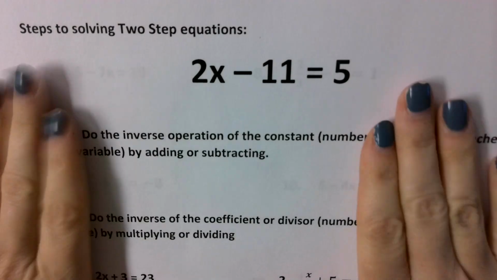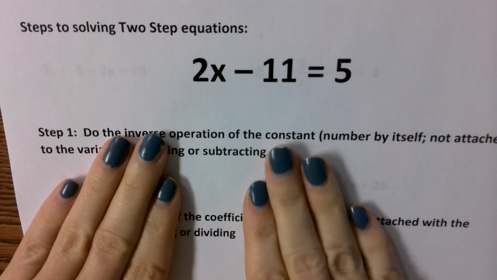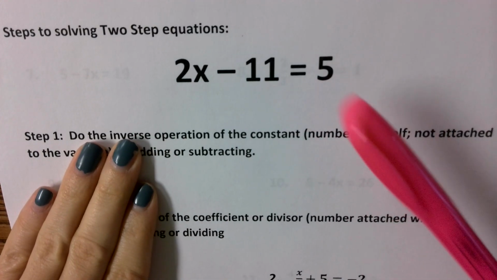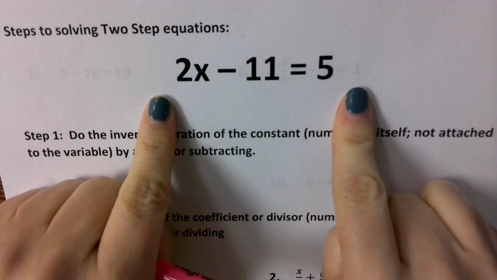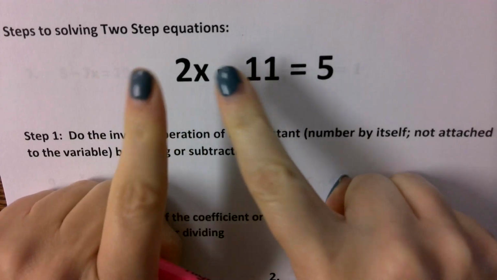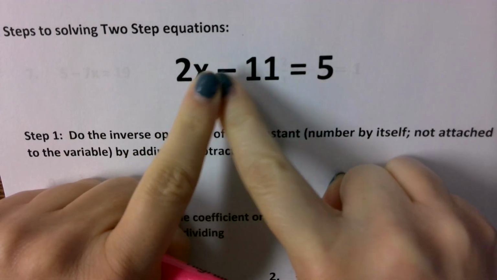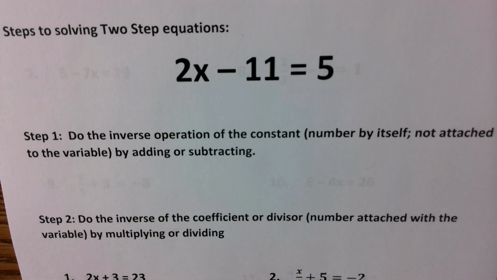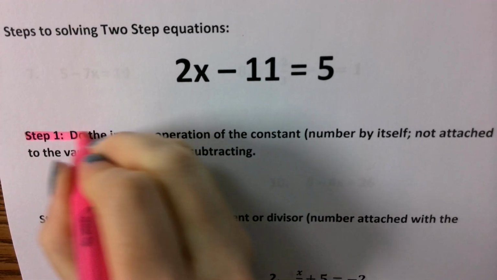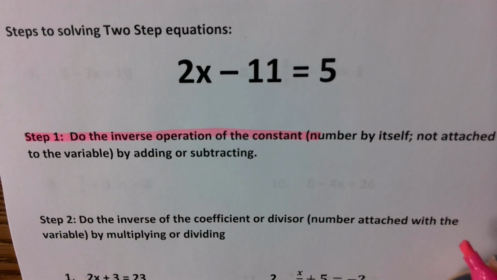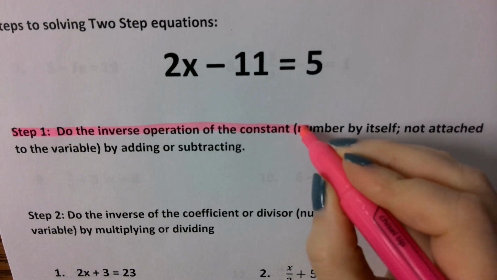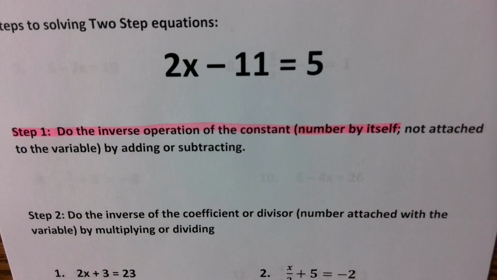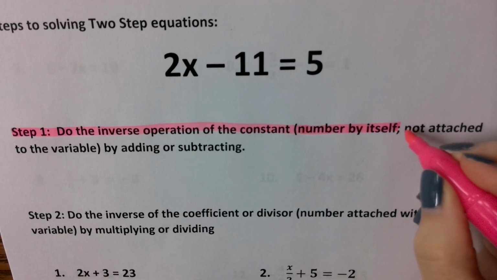All right, so taking a look here, the very first thing, like I said, if you're dealing with a two-step equation that is in this format, where you've got a coefficient with your variable and you've got a constant and it's equal to a value, then you are always going to first undo the operation to your constant. And remember, the constant is the number by itself. There's no variable attached to it.